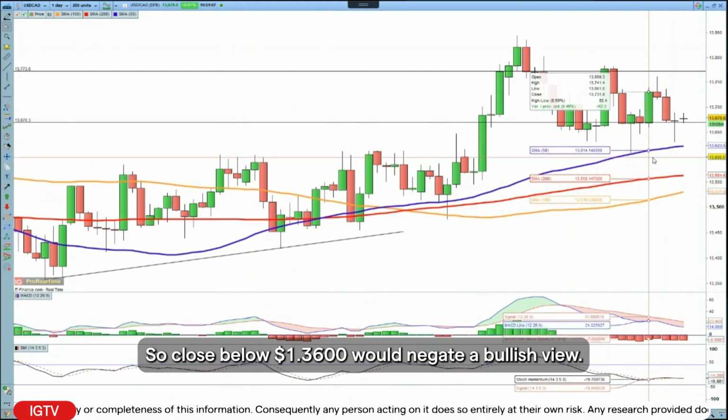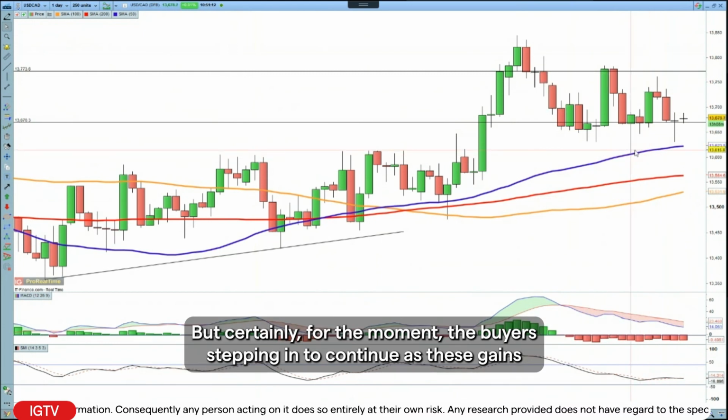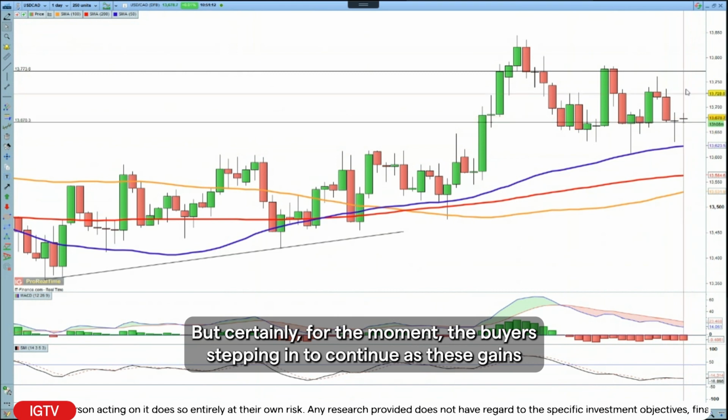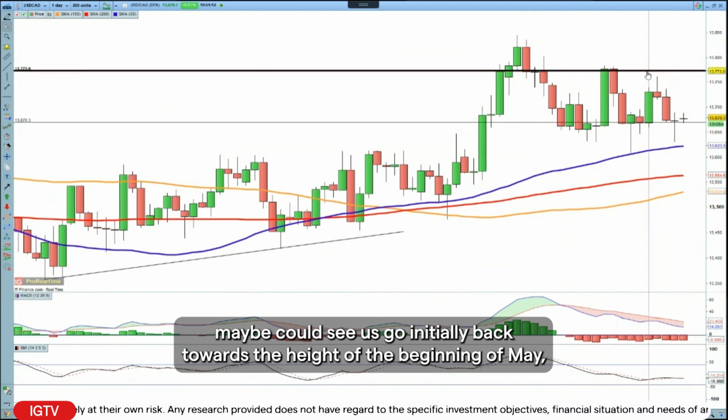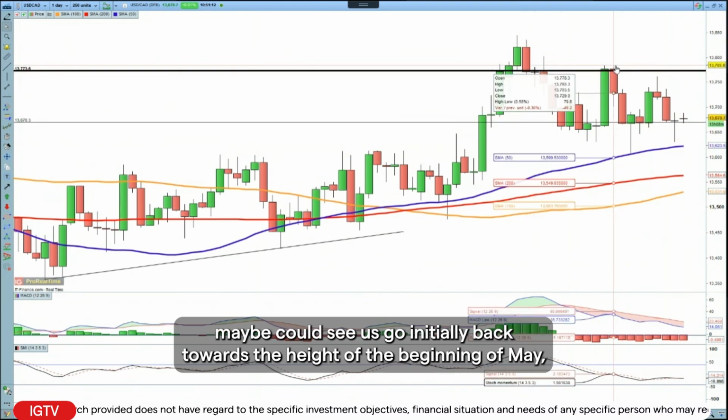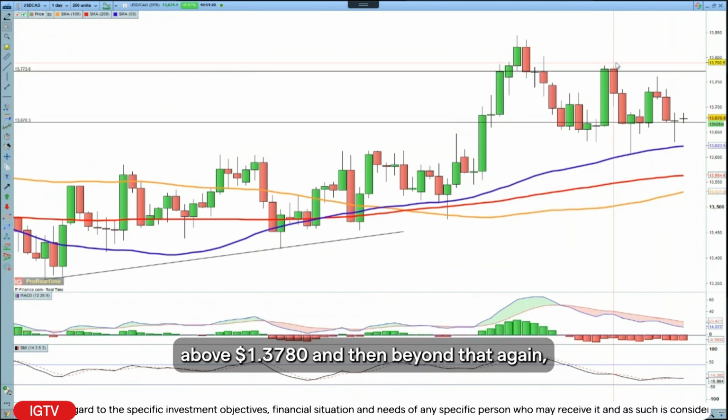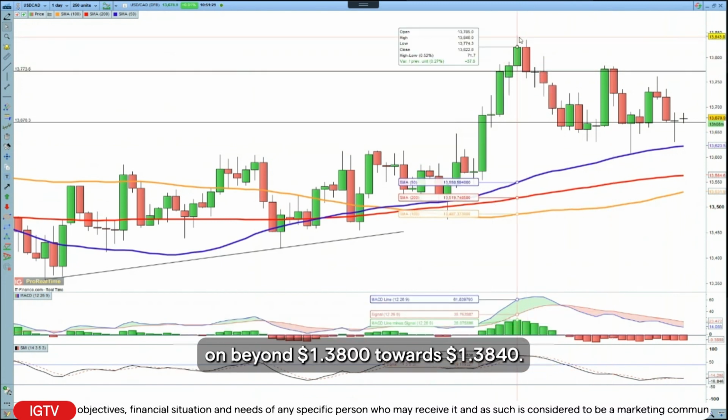So a close below 136 would negate the bullish view, but certainly for the moment, the buyer stepping in, continuation of these gains, maybe could see us go initially back towards the high from the beginning of May above 137.80, and then beyond that, you're going on beyond 138 towards 138.40.